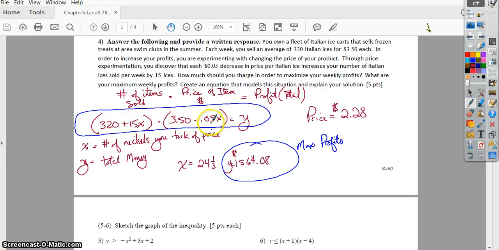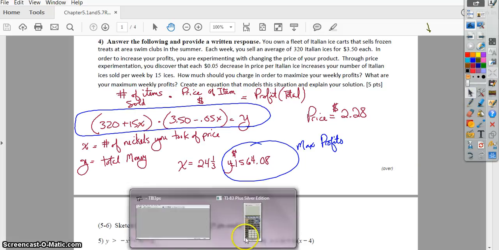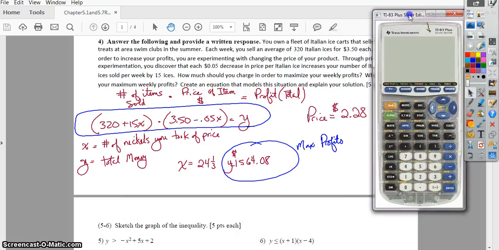You said, okay, I'm going to take a nickel off, and every time I took a nickel off, I had 15 more sales. So if I took 2 nickels off, which would be times 2, I would have 30 more Italian ices being sold, so 2 times 15, and so on. Right? And what you would do is, you can always do P and Q and all that, but probably the easiest way to do this is to punch it in the graphing calculator.